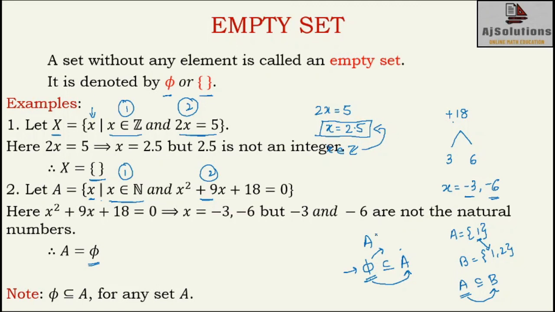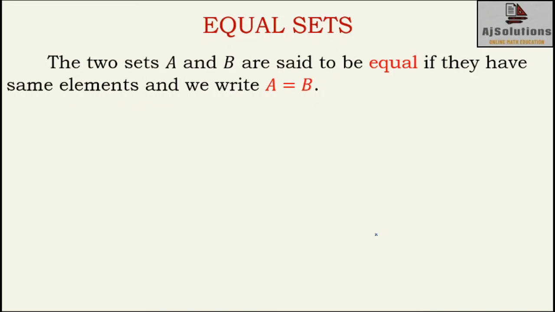Now let's go to the next topic. Here we will talk about equal sets. When can we say two sets are equal? Two sets are said to be equal if they have the same elements, and we write it as A equals B.